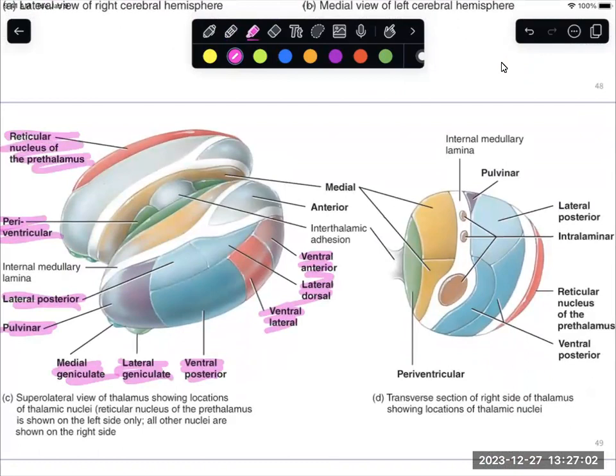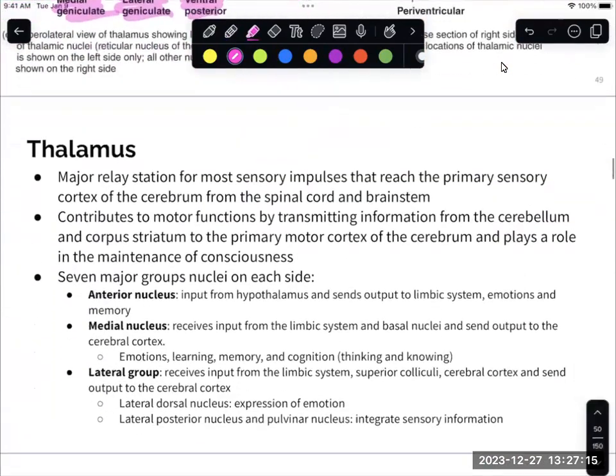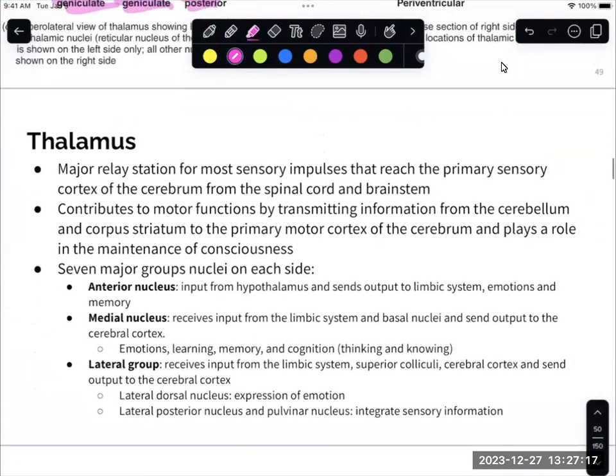So there's a lot of different nuclei here. You don't need to learn them all here. If you go on and take advanced, like graduate level anatomy classes, that's where you will learn more of this information. So the thalamus is a relay station. It is known as the main relay station in the brain.